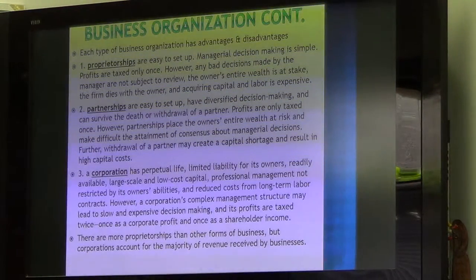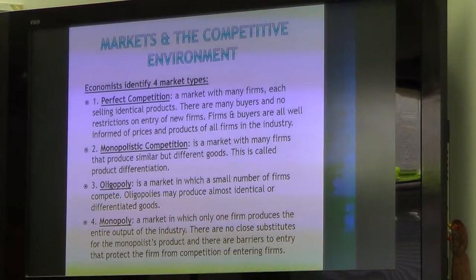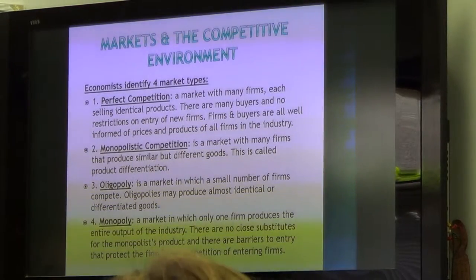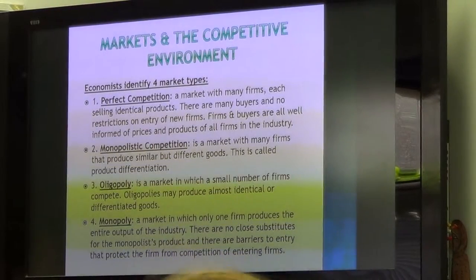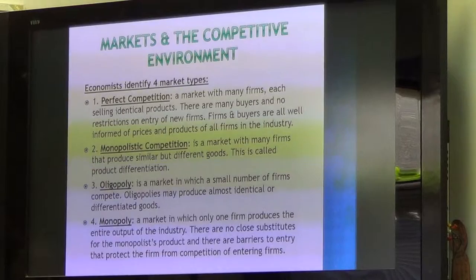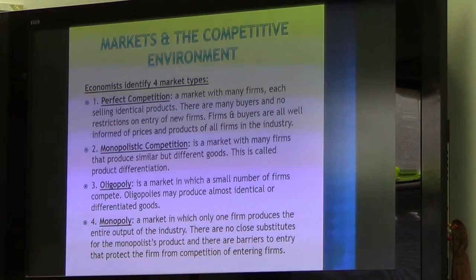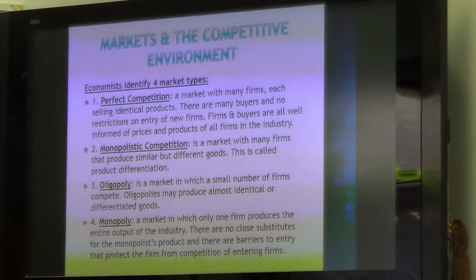You good? Okay. So markets and a competitive environment. Economists identify 4 market types, and those are perfect competition, monopolistic competition, oligopoly, and monopoly. So what are all of these different types? We'll go through them.